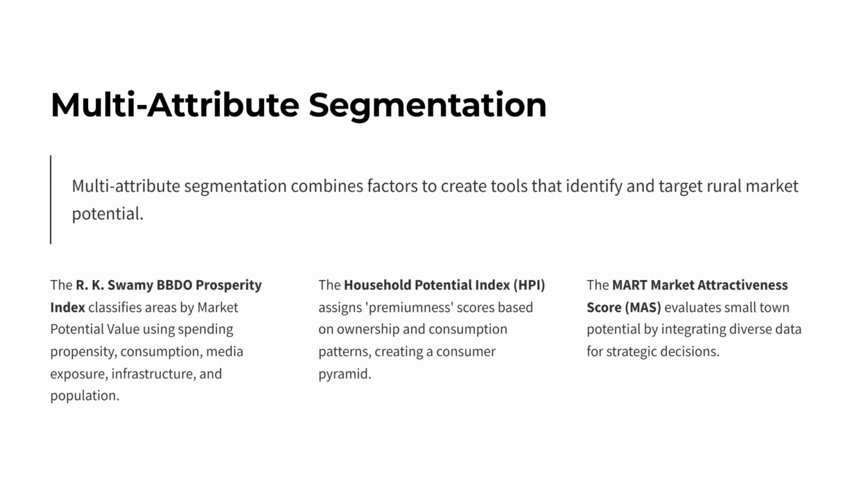Some well-known examples include the R.K. Swamy BBDO Prosperity Index, which classifies markets based on a market potential value derived from factors like spending propensity, consumption habits, media exposure, market support infrastructure, and population too. Another is the Household Potential Index, developed by MRUC Hansa Research, which assigns a premiumness score to households based on ownership and consumption patterns across numerous variables, creating a consumer pyramid. Tools like the MART Market Attractiveness Score specifically aim to assess potential even in very small towns. These multi-attribute approaches integrate diverse data points to create richer insights for strategic decision making.